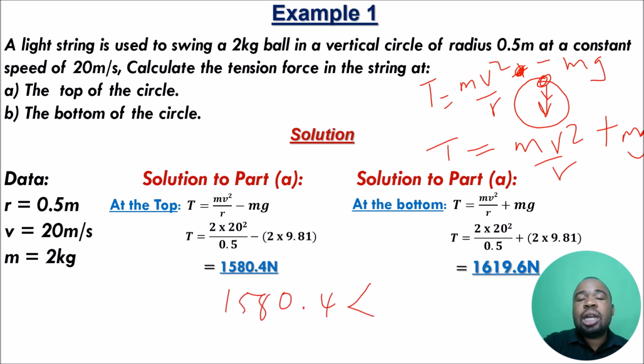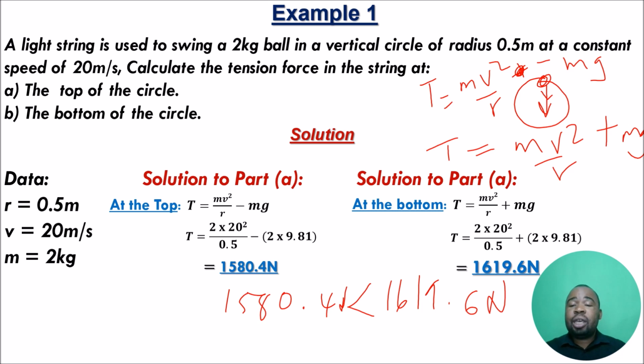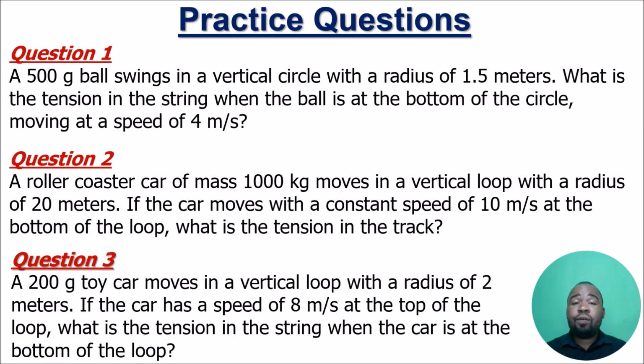Now it is evident that 1580.4 is less than 1619.6 newtons. Therefore, we can, with sound mind, conclude that the tension at the bottom of the circle is greater than the tension at the top of the circle. I will leave you with these 3 questions for your practice.